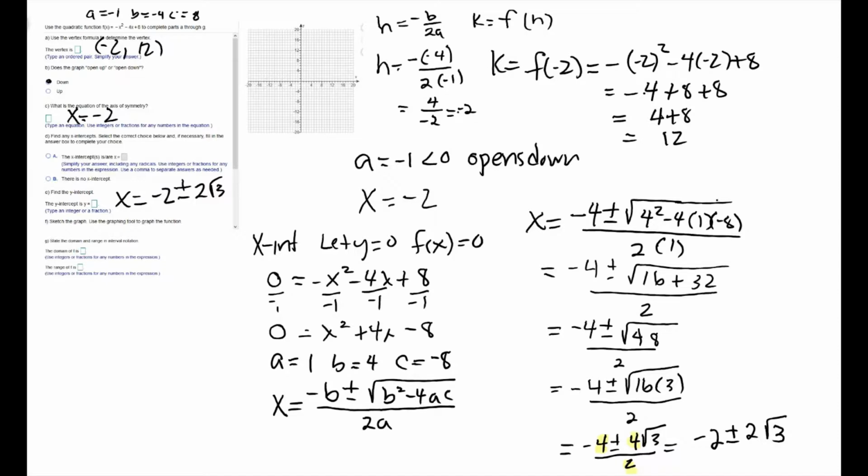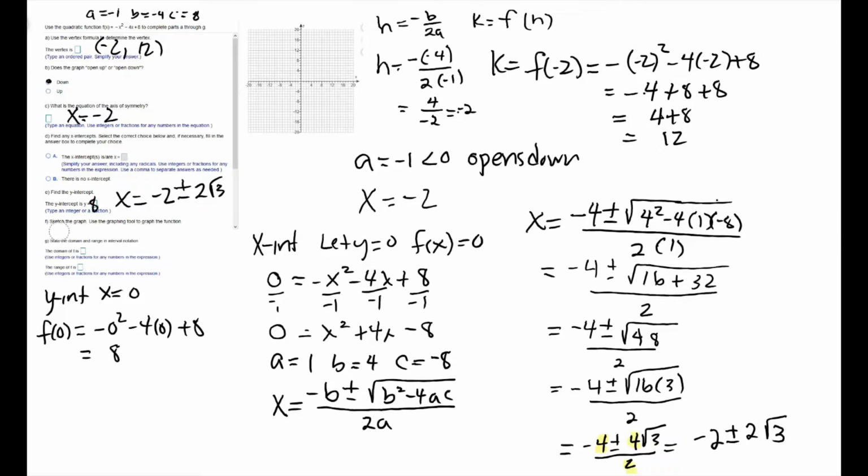The next part says find the y-intercept. So to find a y-intercept, you're going to let x equal 0. So that's finding f of 0. Negative 0 squared minus 4 times 0 plus 8 would be 8. So we have an x-intercept of 0. Sorry, that's a y-intercept of 8.